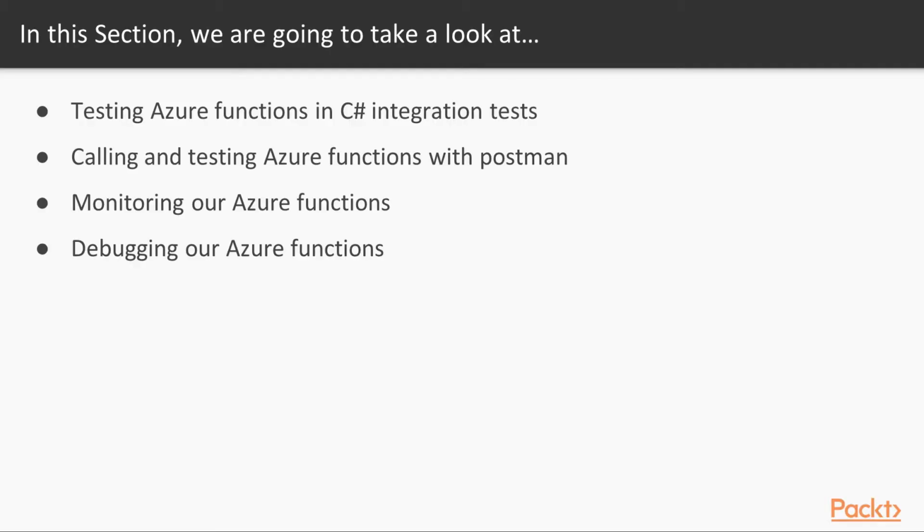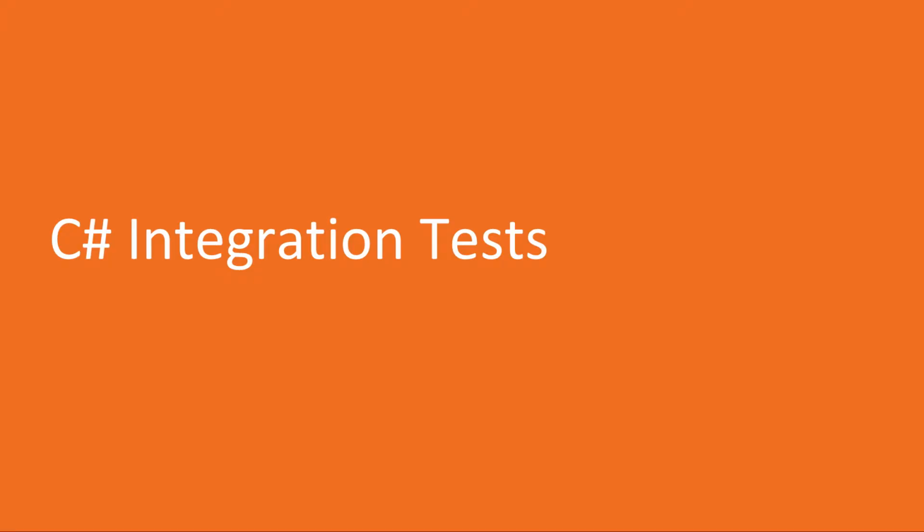In this section, we're going to take a look at testing our Azure Functions using C# integration tests in Visual Studio. And then we're going to do some calling and testing Azure Functions with Postman. Then I want to talk about monitoring our Azure Functions and getting insight into how they're working. And then we'll debug our Azure Functions from Visual Studio. And that brings us to our first video, C# integration tests.